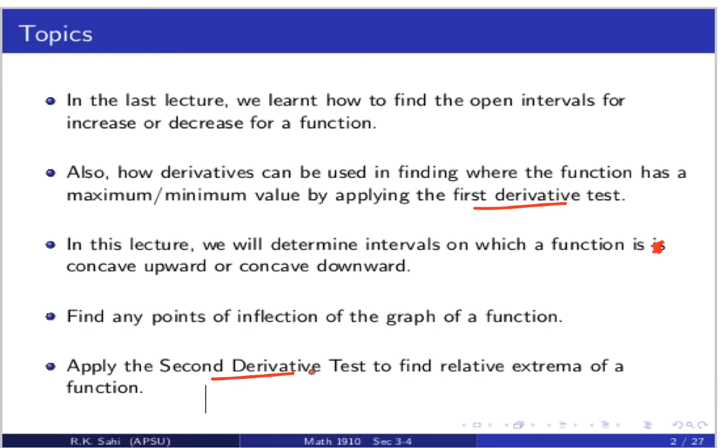So what we have learned is there are two ways. Basically, one is the first derivative test, which helps us to find the maxima and minima, and the second derivative test also helps us to find the relative extrema of a function. So let's begin with concavity.